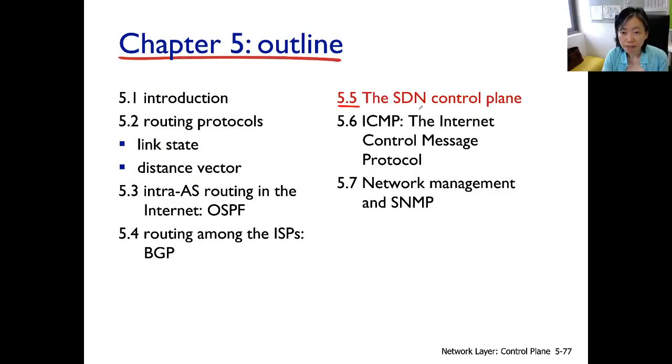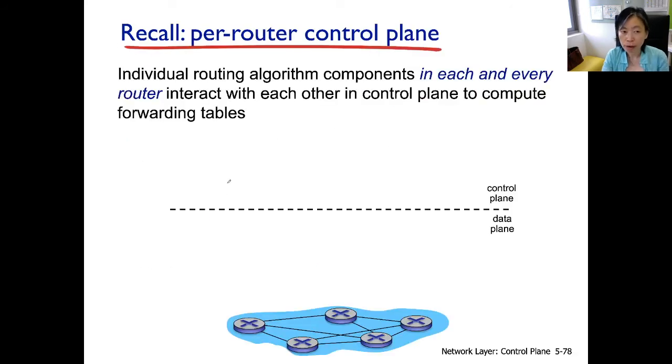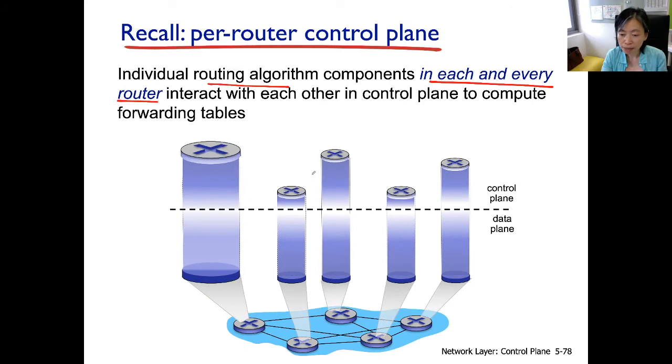This is 5.5. Let's now talk about SDN's control plane. Well, you'll see it's very different from traditional routing. For example, OSPF, BGP, these routing protocols or routing algorithms will be implemented and running on every router in the network. So it looks more like this.